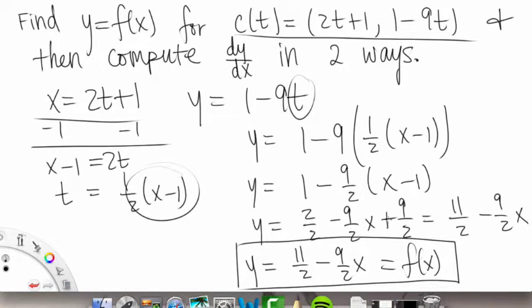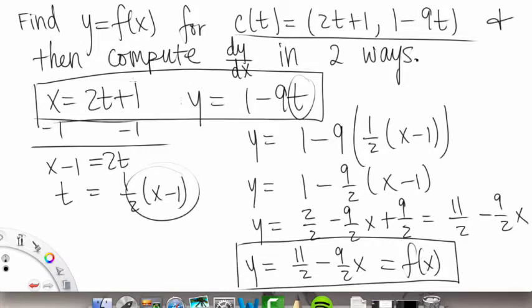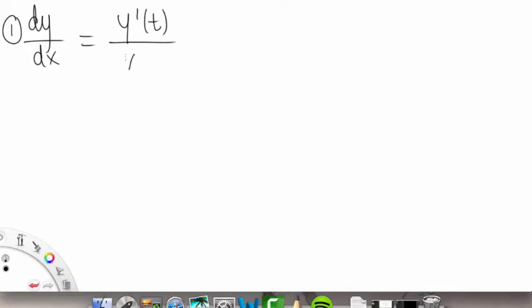Alright, so that was the first part of the problem. And now we'll keep our original parameterization in mind to do the second part, which is computing dy dx, so the first derivative, in two ways. The first way is going through the parameterization, using y prime of t over x prime of t. So how much does y change over how much x changes? Another way to see this is dy dt over dx dt. So let's do that first.